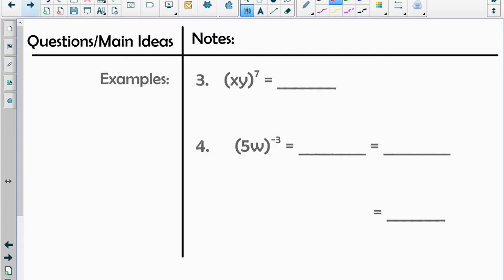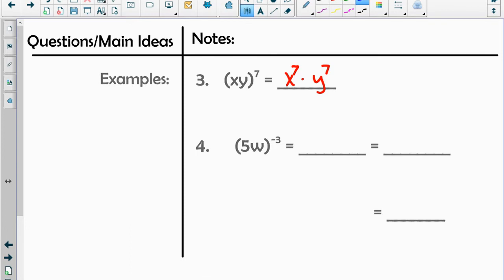Let's look at a few more examples of this property. In number 3, we have xy grouped together in the parentheses, raised to the 7th power. So it's like multiplying xy times xy, basically 7 times. And in the end, you're going to end up with x times y, where each factor gets raised to the 7th power. So x to the 7th power times y to the 7th power.